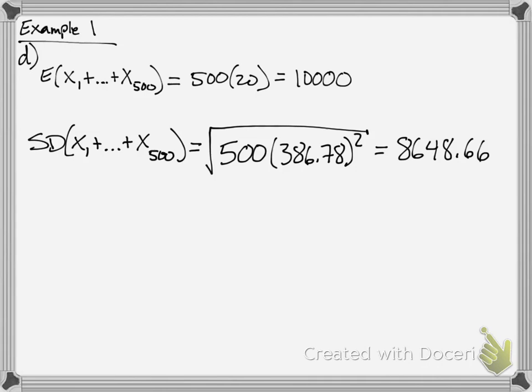Alright, I want you guys to go ahead and pause the video, and do example 1D right now and see if your answers can match mine. So go ahead and pause the video. Alright, so go ahead and check your work. You should have gotten a mean of 10,000 and a standard deviation of $8,648.66. Remember that each X1, X2, X500, those all represent different random variables for the different people, which are all different random variables for those insurance companies.